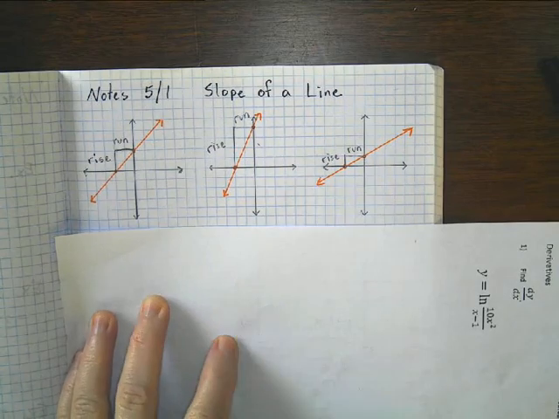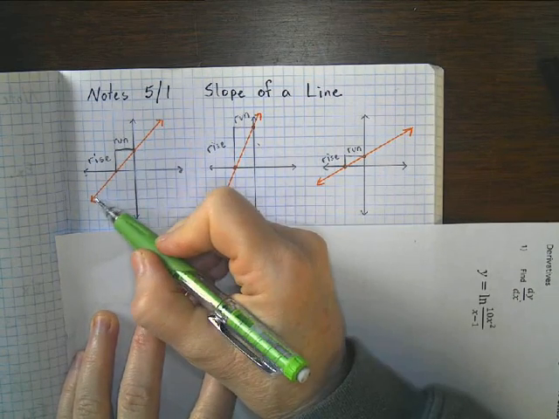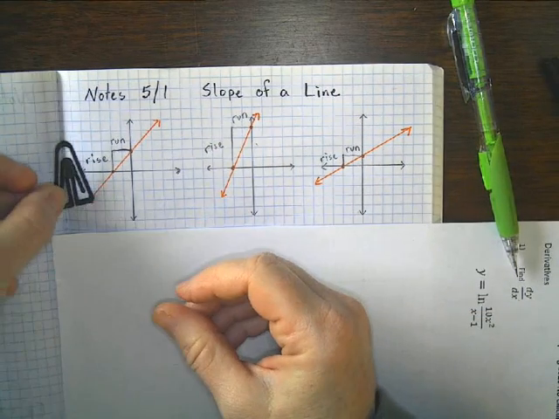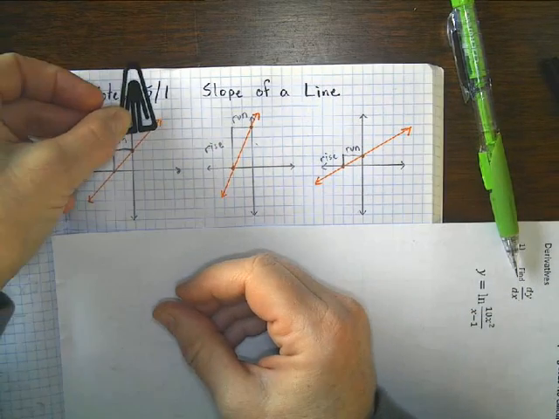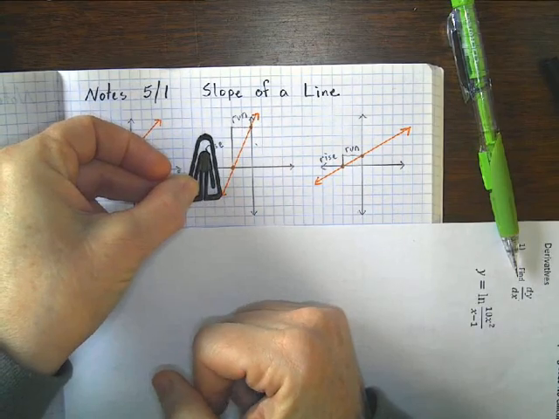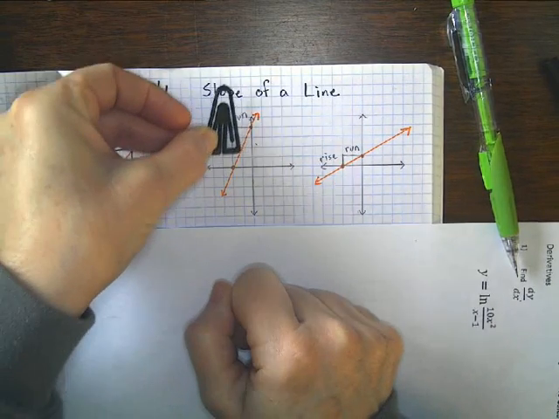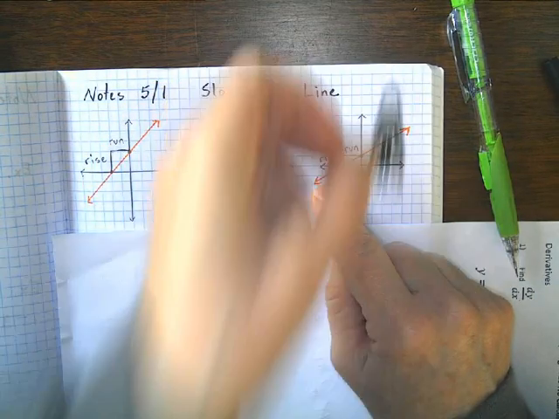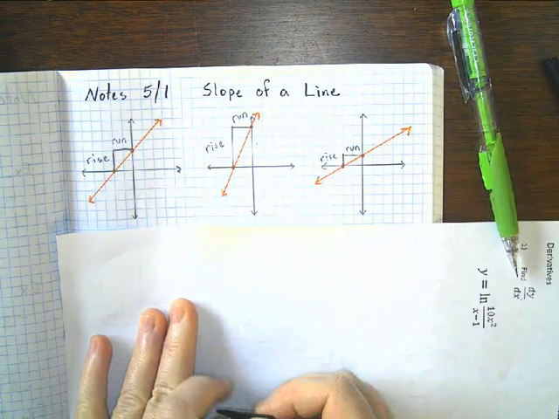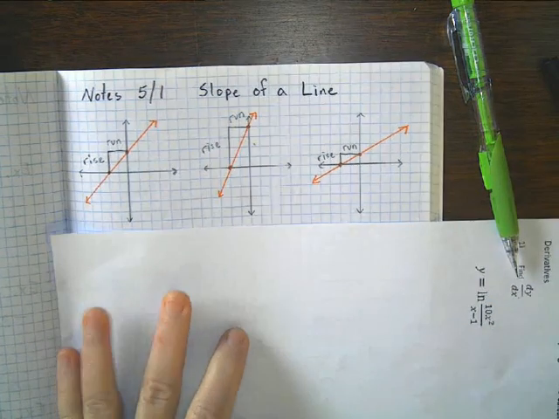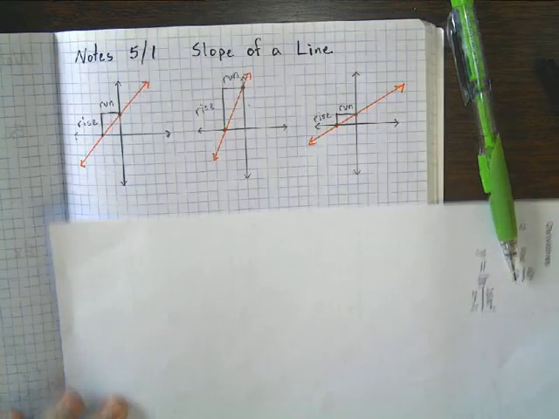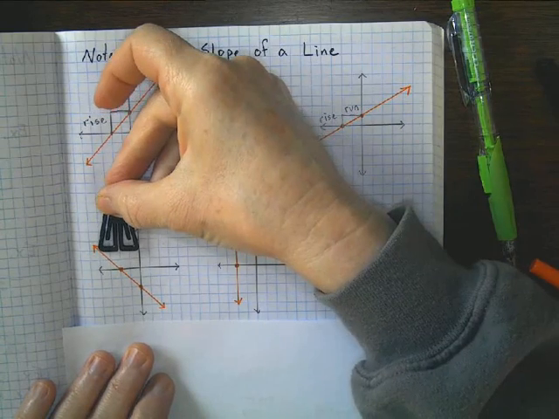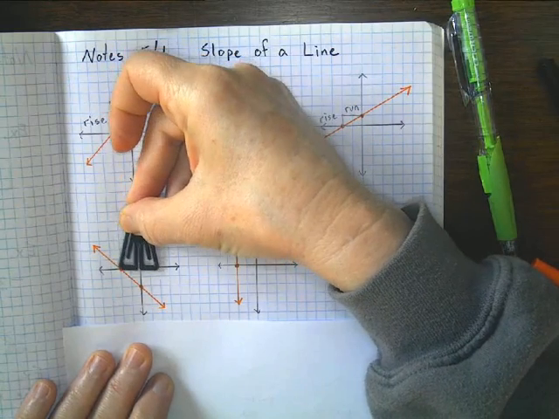Now notice that as I go along the line from the left to the right, I'm going up. Not all lines do that. Here are some lines that don't go up. Look at this line. It goes down. As I go from left to the right, it's going down.